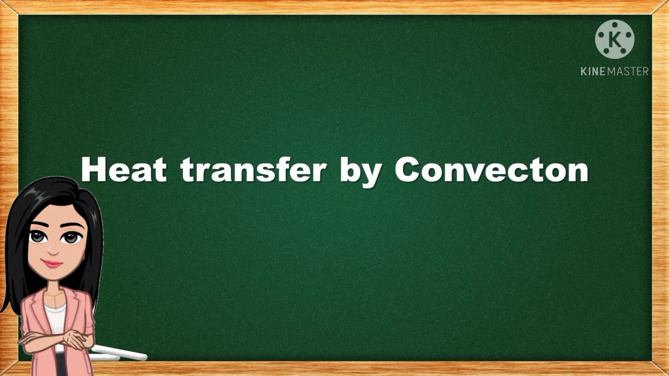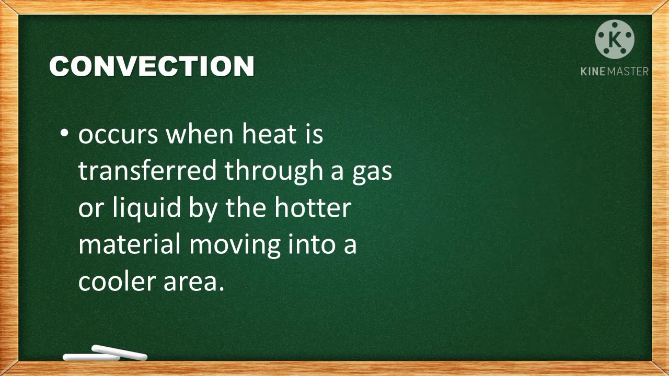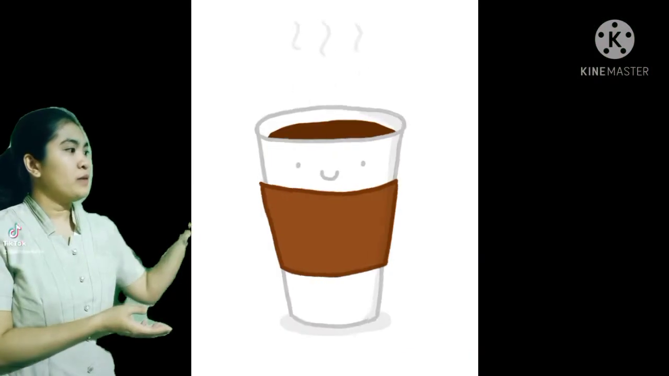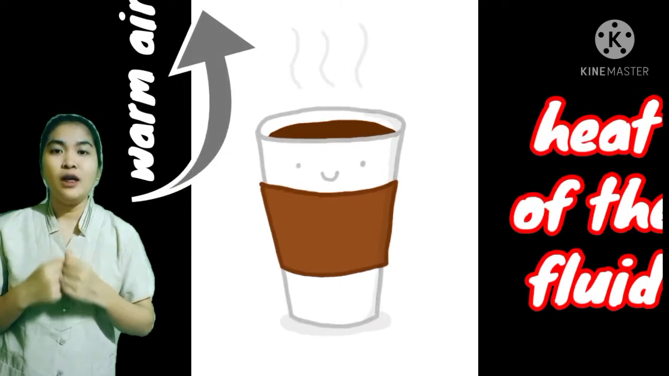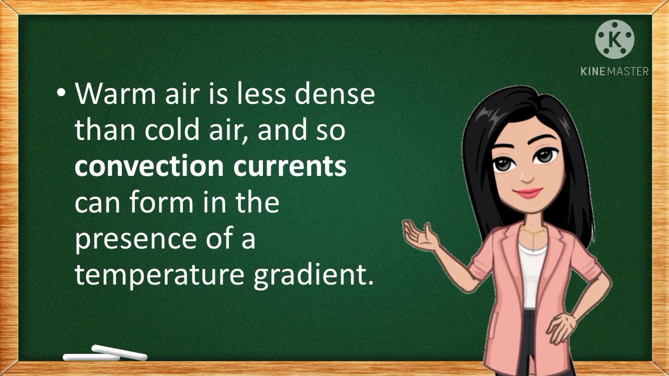So now let us move on to the next form of heat transfer, convection. So what is convection? Convection occurs when heat is transferred through a gas or liquid by the hotter material moving into a cooler area. Hot coffee is an example. That is because the steam coming out from the hot coffee, in the form of warm air, rises because of the heat of the fluid, which are the gases or the liquid. Warm air is less dense than cold air, and so convection currents can form in the presence of a temperature gradient.